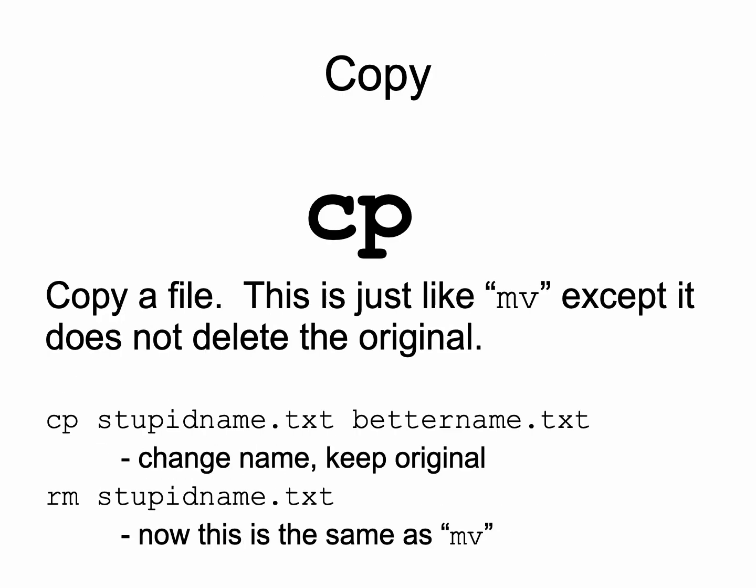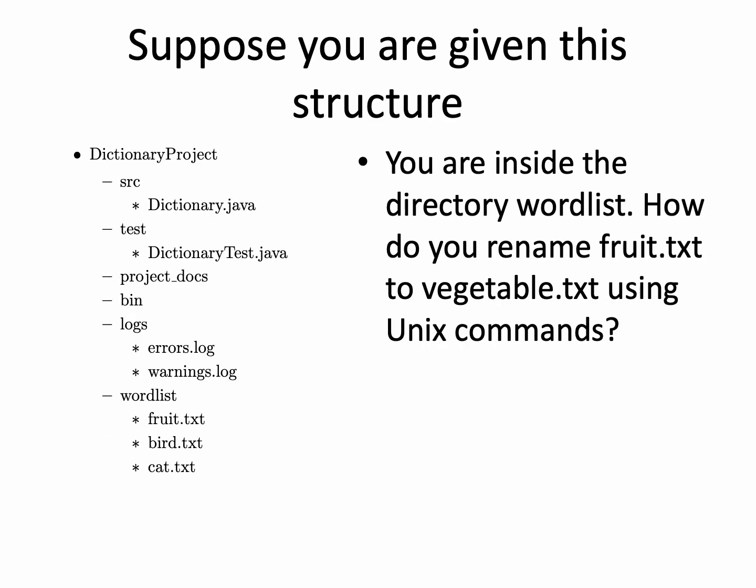Copy, cp. Copy is just like move, except it does not delete the original, and it's still copy from and to, only this time the from keeps staying the same. If you do cp stupid name.txt better name.txt, and then rm, which is remove, stupid name.txt, this ends up being the same thing as doing mv, just it takes multiple lines to do it. Let's do that same example again. How do you rename fruit.txt to vegetable.txt using UNIX commands?